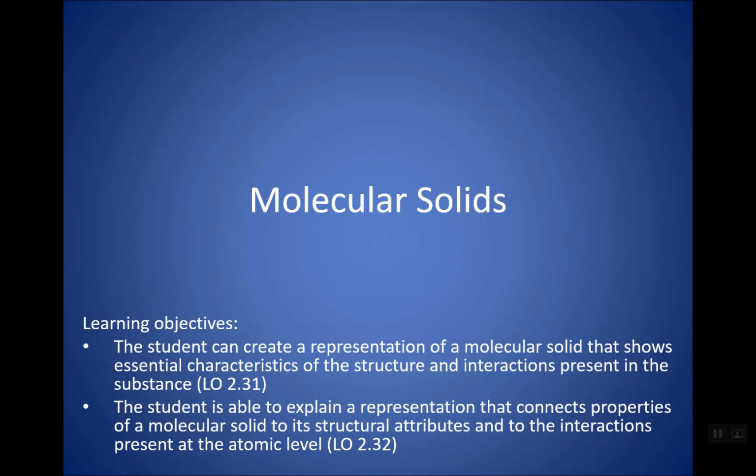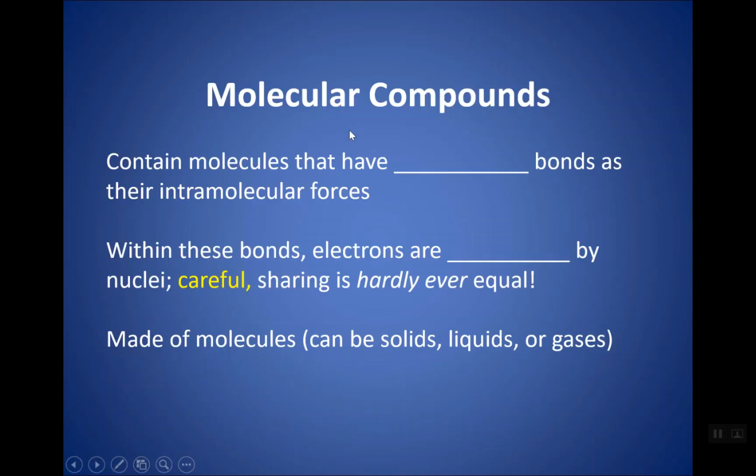So we've looked at different types of bonds, and now we have to see how these bonds give rise to certain properties in compounds. First, let's take a look at molecular compounds, which are typically between nonmetals. Remember, these are the ones that are going to have covalent bonds. The covalent bonds form the molecules which make up a sample of a molecular compound.